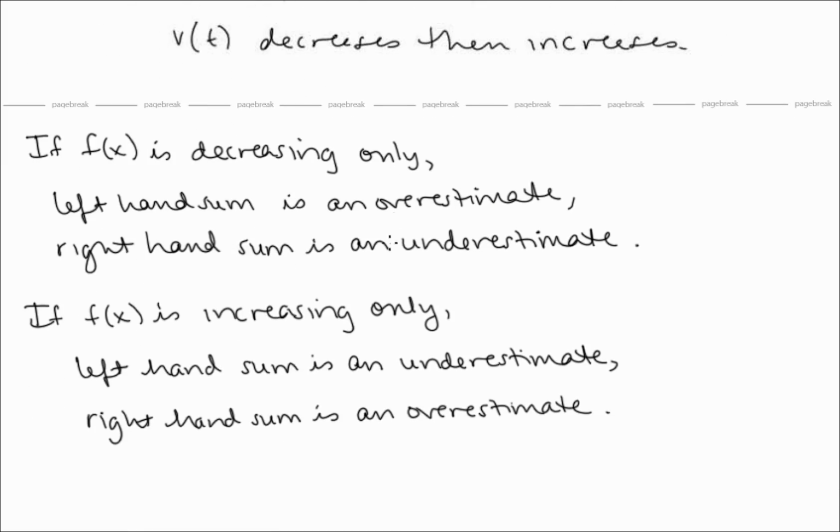If f of x is decreasing only, then the left-hand sum would give an overestimate, and the right-hand sum would give an underestimate. If f of x is increasing only, then the left-hand sum would give an underestimate, and the right-hand sum an overestimate.